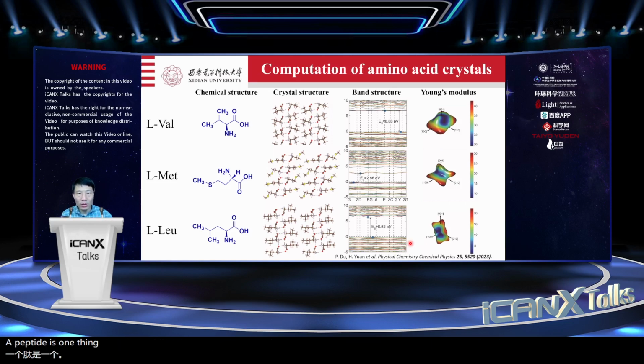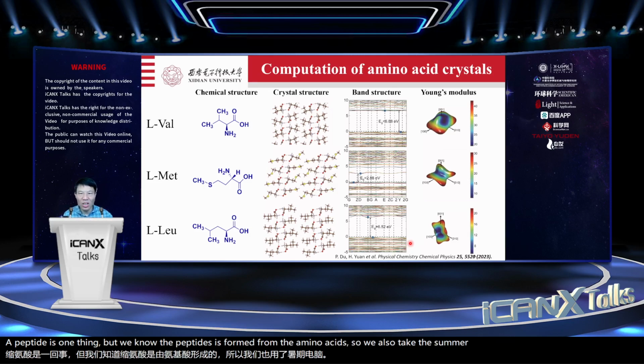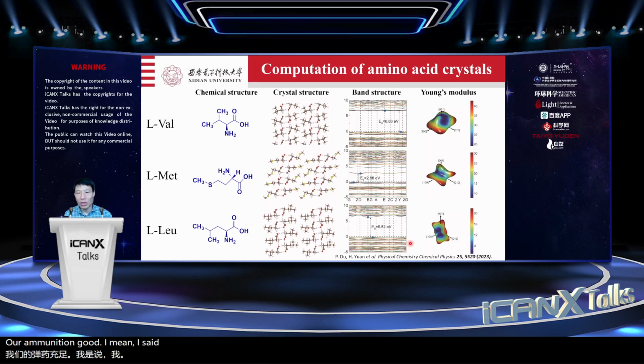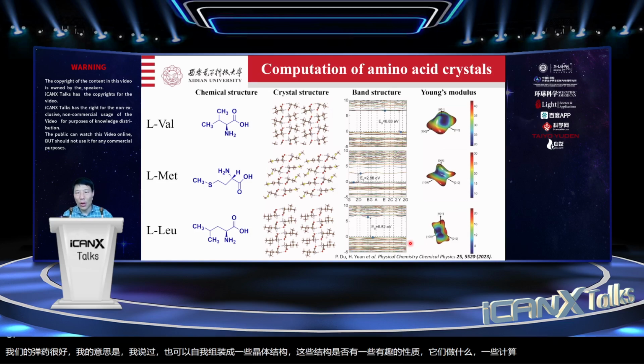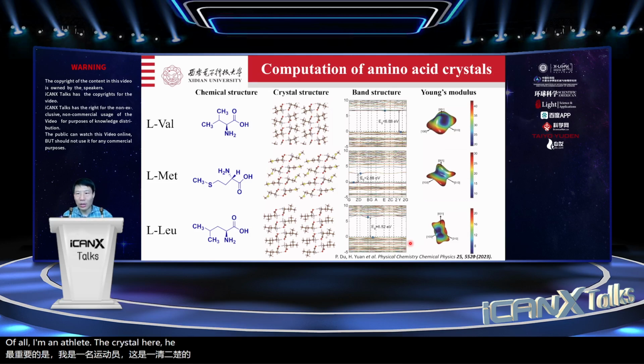Peptide is one thing, but we know the peptide is formed from amino acids. So we also did some computation of amino acids. Could amino acids also self-assemble into some crystal structures, and do those structures have some interesting properties? We did some computation of amino acid crystals. Here are some examples. For our body, we normally have 20 natural amino acids. Here are three: valine, methionine, and leucine. We definitely did computation of many more different materials. Here are just three examples.